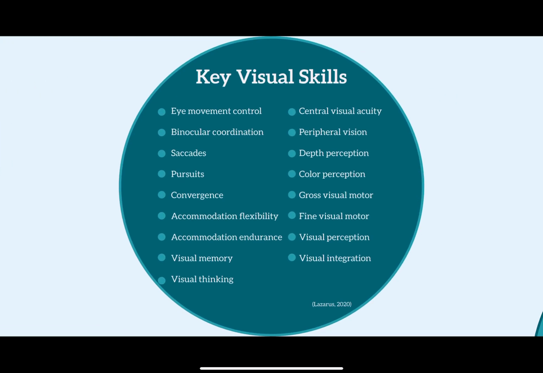The basic mechanical skills of the visual system include the 17 key visual skills. These skills include eye movement control, binocular coordination, saccades, pursuits, convergence, accommodation flexibility, accommodation endurance, visual memory, visual thinking, central visual acuity, peripheral vision, depth perception, color perception, gross visual motor, fine visual motor, visual perception, and visual integration.